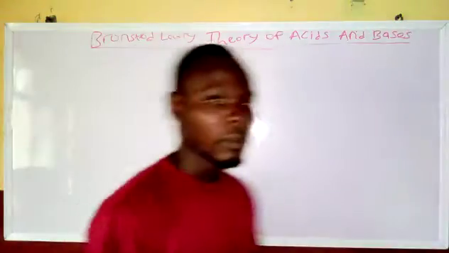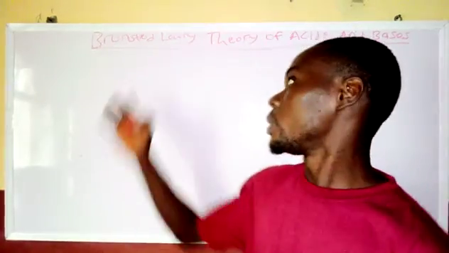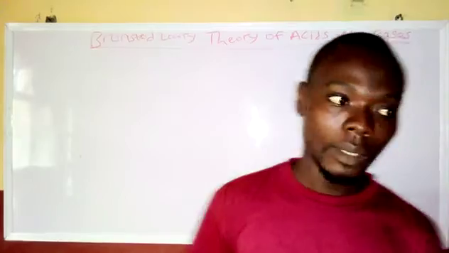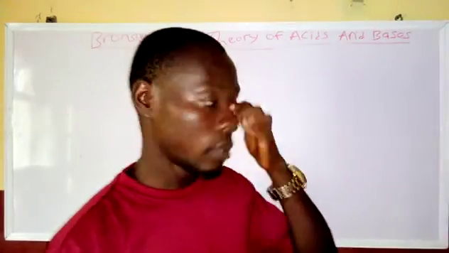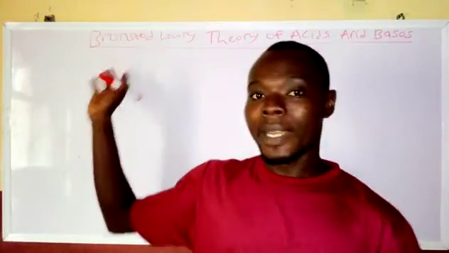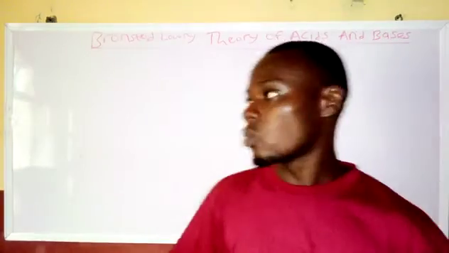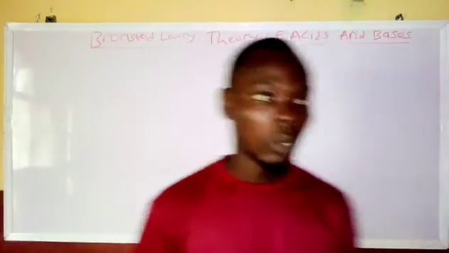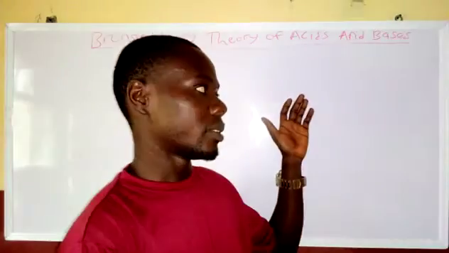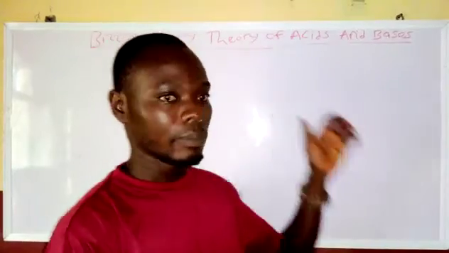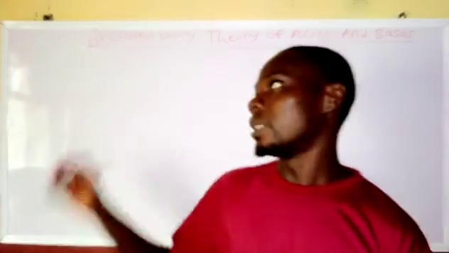Welcome back. So we're examining the Bronsted-Lowry theory of acids and bases. Johannes Bronsted and Thomas Lowry both came together to formulate the theory of acids and bases.